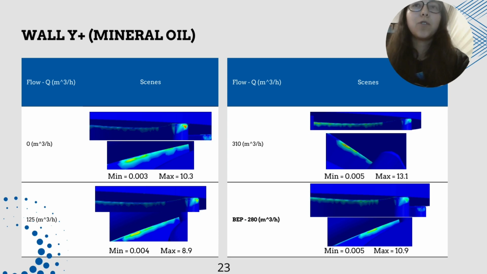As we explained before, we made a wall Y plus comparison between different flow rates, and we found that there are slight changes in the minimum and maximum. However, in the mineral oil, we could see that these changes are lower than those present in the water. So this could also be explained by the fact that in the mineral oil we present less cavitation than in the water.